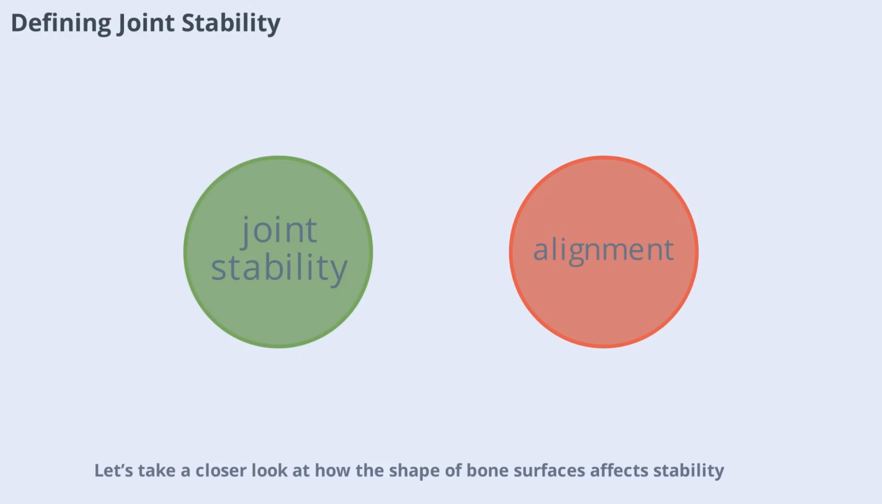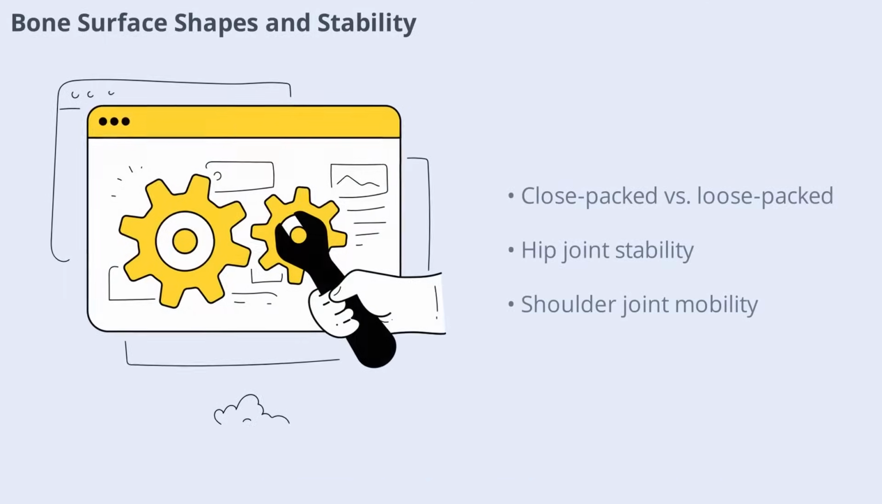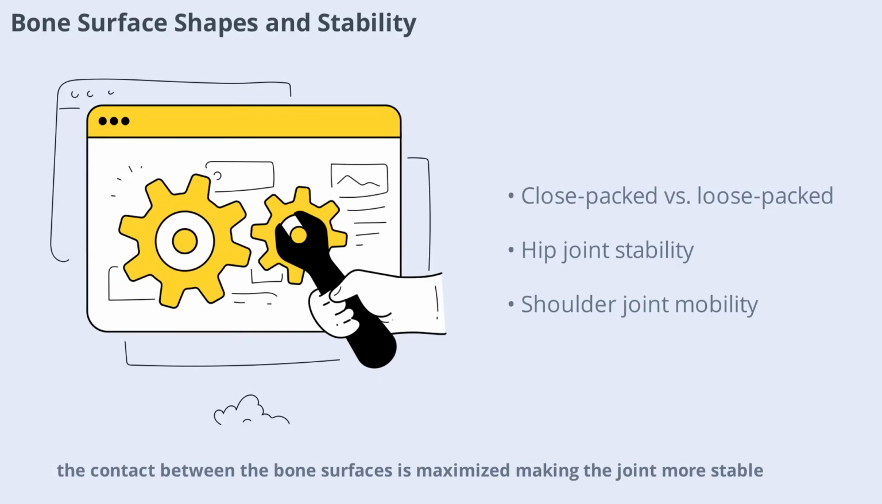Let's take a closer look at how the shape of bone surfaces affects stability. Shapes of articulating bone surfaces play a significant role in joint stability. When a joint is in a close-packed position, the contact between the bone surfaces is maximized, making the joint more stable. For example, the hip joint with its deep socket is highly stable in this position. In contrast, a loose-packed position has less contact and therefore less stability, as seen in the shoulder joint. Understanding these differences helps explain why some joints are more prone to dislocation than others.